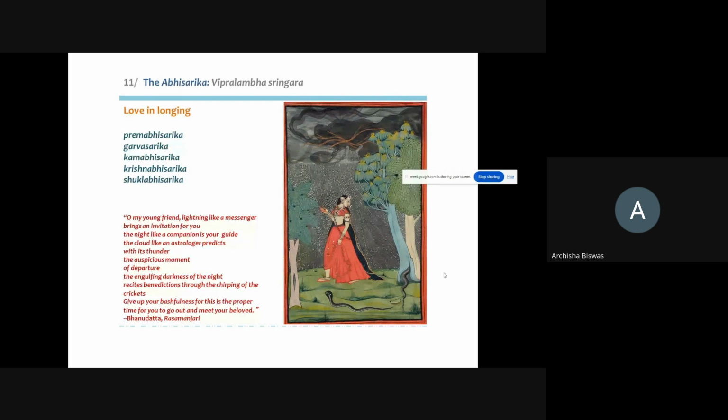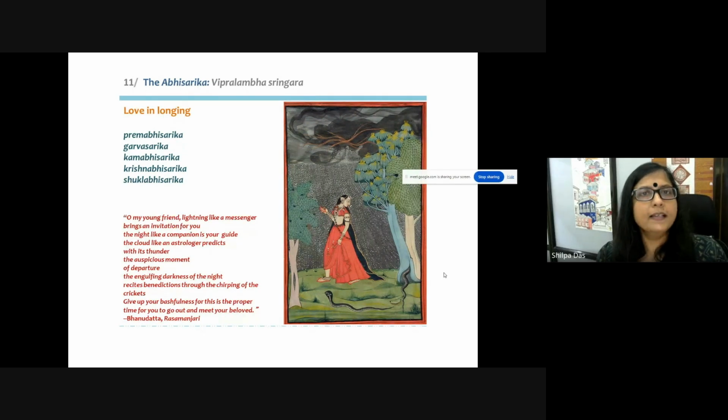Yeah, thank you. So basically, in the Sanskrit tradition, the romantic heroine usually are of two types, or love is of two types. Either they will show love in union or love in separation. This one is a painting about love in longing, the Abhisarika Nayika.